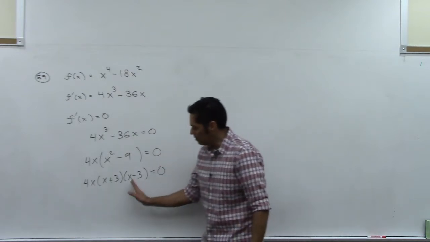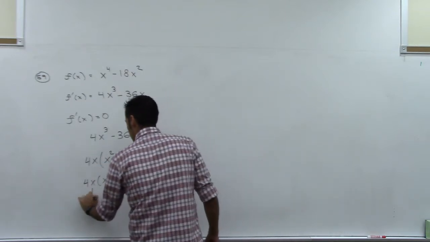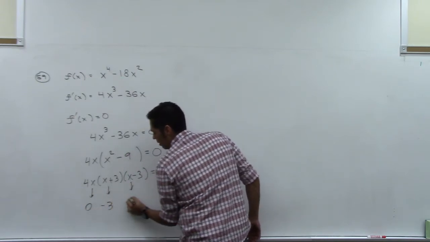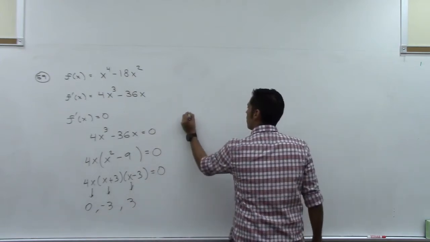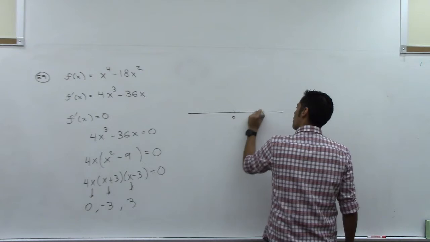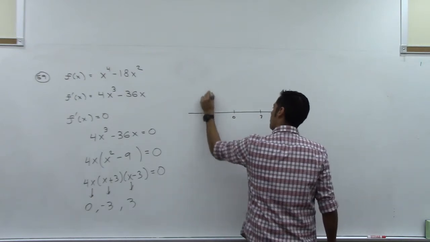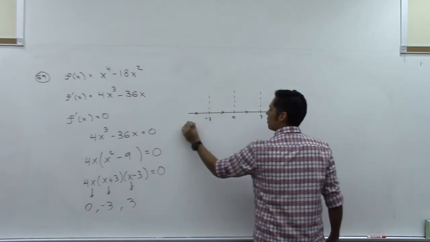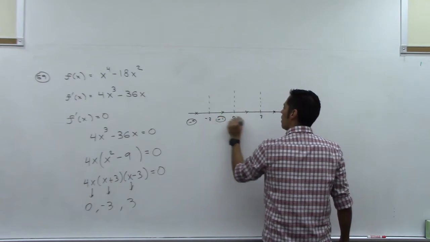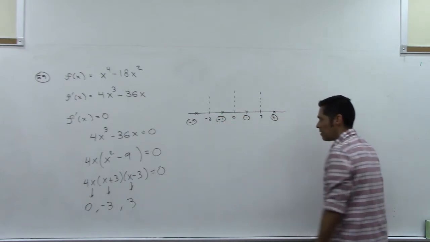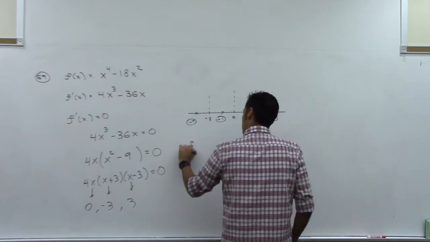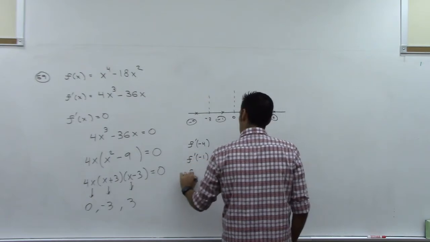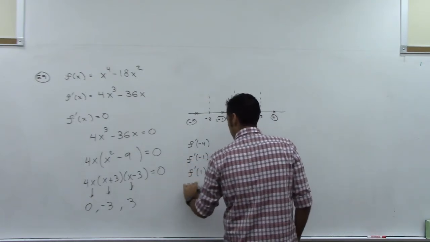And now I have three things, 1, 2, 3, and I set each of them equal to 0. You're going to get three answers: 0, -3, and +3. So on my number line, I'm going to have 0, 3, -3. I'm going to have to test 4 points: -4, -1, 1, and 4. Those get plugged into my derivative: F prime of -4, F prime of -1, F prime of 1, F prime of 4.